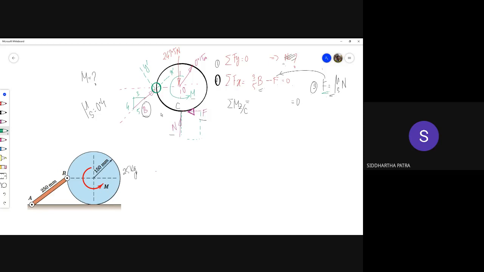Okay, so I believe you can also solve this problem this way. And today we'll stop here, and we have 3 to 4 more problems to solve. Okay, that we will do in the next class.